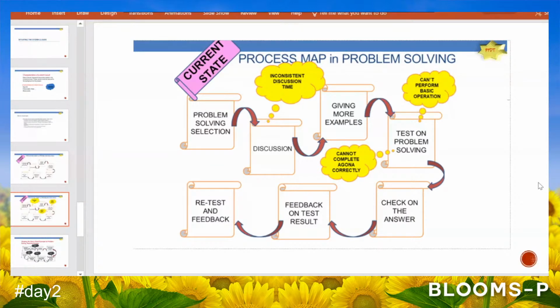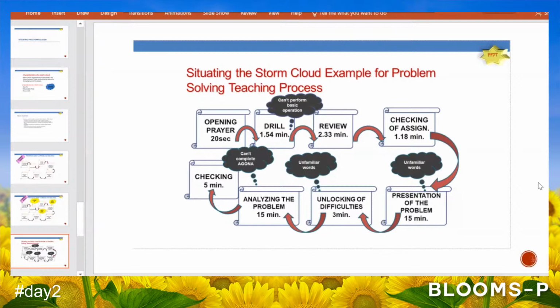Okay. Then I have here another one. Situating the storm cloud example for the problem-solving teaching process. All right? So opening prayer, 20 seconds. Drill, 1.54 minutes. Can't perform basic operation. Then review, then checking of assignment. After checking of assignment, presentation of the problem, unfamiliar words. Then we have the unlocking of difficulties of the different unfamiliar words. Then analyzing the problem. These are the storm clouds in situating example for problem solving teaching process.